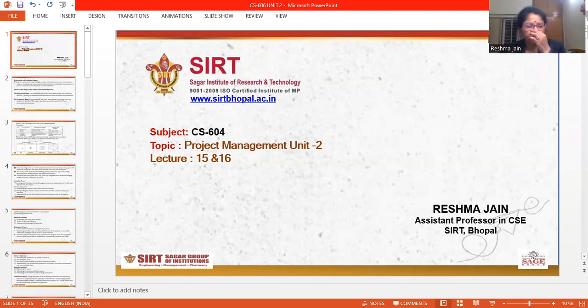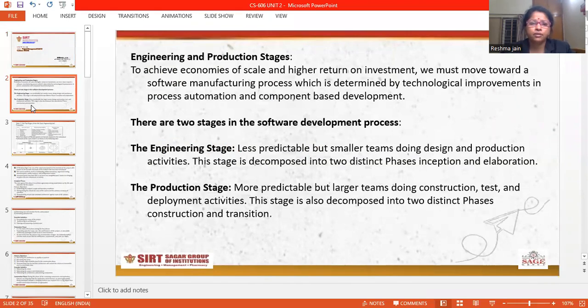Today we are going to learn about project management. The topic we are discussing here is the engineering and production stage. As you know, in the engineering stage, to achieve economics of scale and higher return on investment, we must move the software manufacturing process, which is determined by technological improvement, process automation, and component-based development.